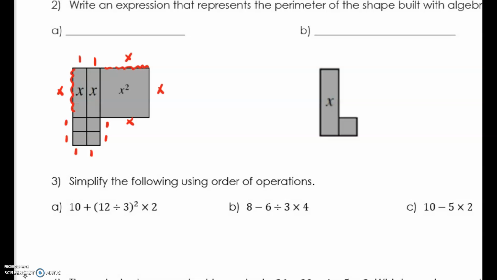So I'm going to combine my like terms. I have 4 x's, 1, 2, 3, 4, 5, 6, 7, 8 units. So 4x plus 8.